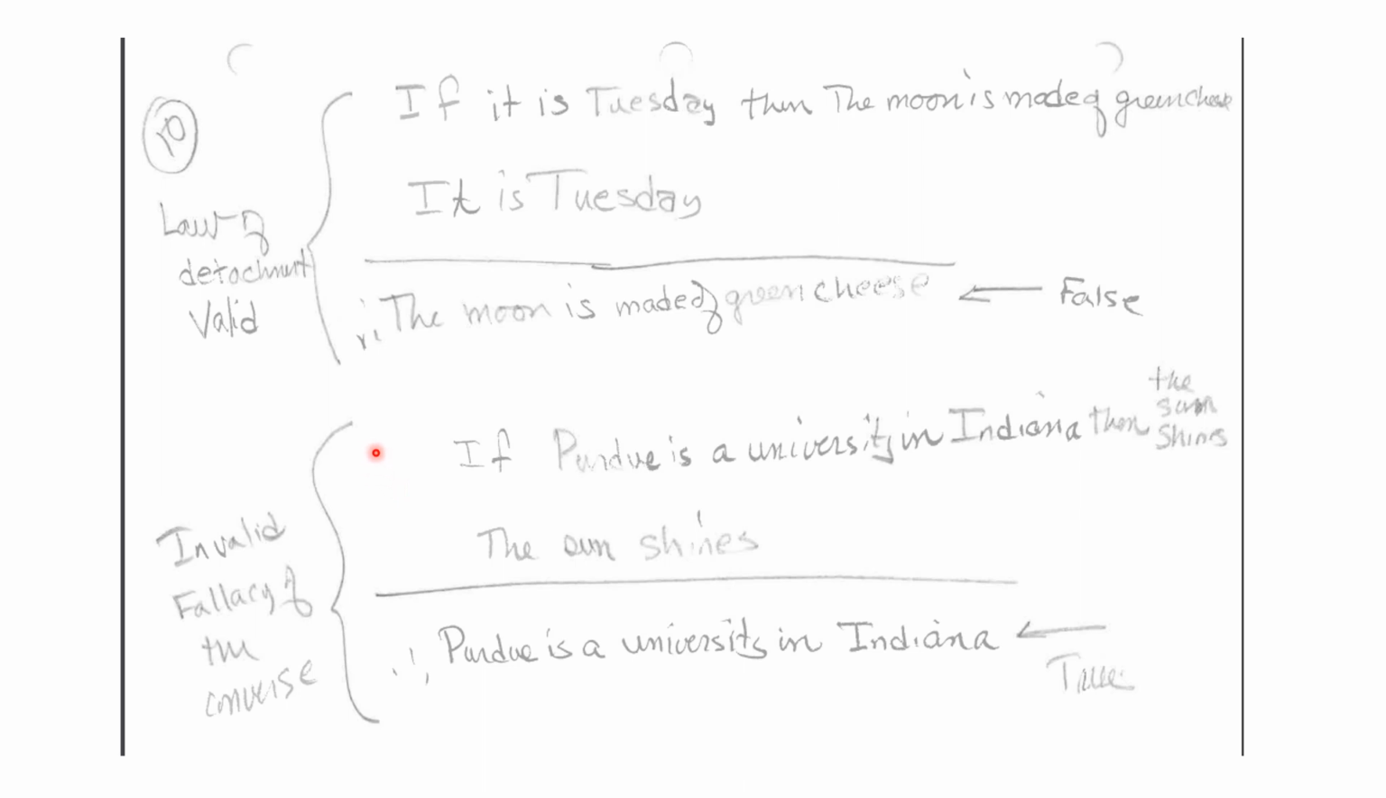The second example, and again we're having an invalid syllogism. This is the fallacy of the converse. If Purdue is a university in Indiana, then the sun shines. The sun shines, therefore Purdue is a university in Indiana. Now, this is an invalid syllogism, but it is true that Purdue is a university in Indiana.